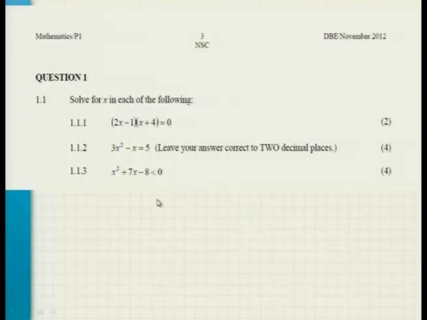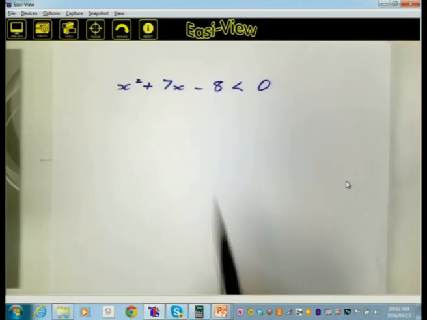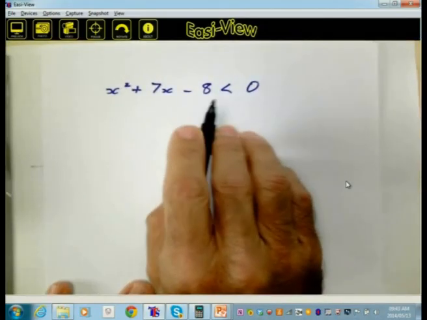But I need to do one example for you that came from the November exam. And this is question 1.1.3. x squared plus 7x minus 8 less than 0 for 4 marks. How would we do that? Okay, I'm quickly going to switch to my camera. And I've got it here. And if we quickly do that, this is already in the standard format.